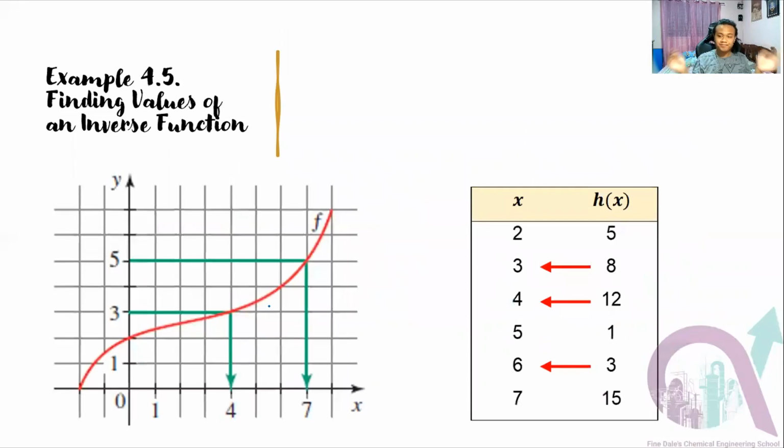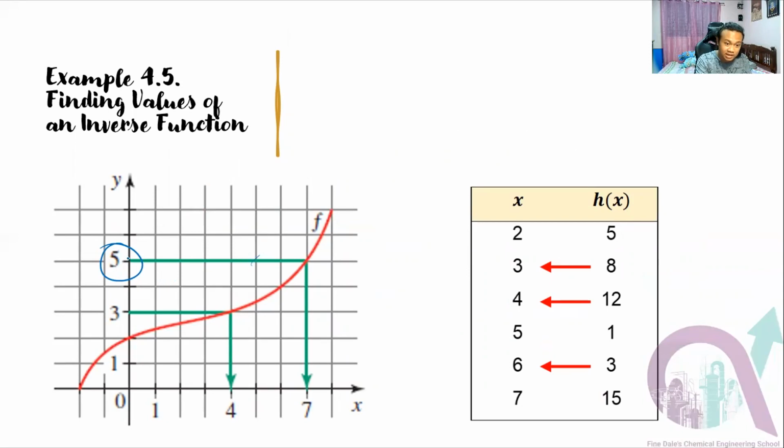Next is the graph, di ba? With a graph, usually given are the values of y, di ba? So you have to find the values of x. So, if 5, what is the inverse of the function? For that value, what is the x value if the y value is 5, di ba?